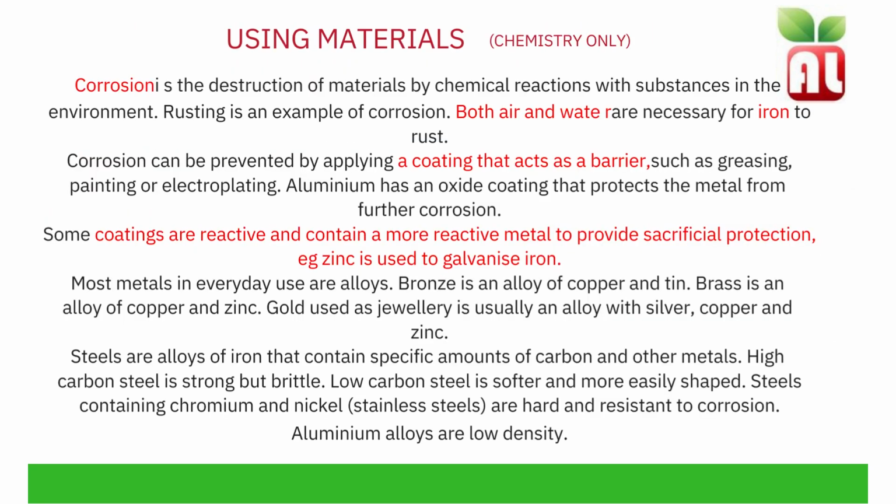Using materials. Corrosion is the destruction of materials by chemical reactions with substances in the environment. Rusting is an example of corrosion. Both air and water are necessary for iron to rust. Corrosion can be prevented by applying a coating that acts as a barrier, such as greasing, painting, or electroplating.